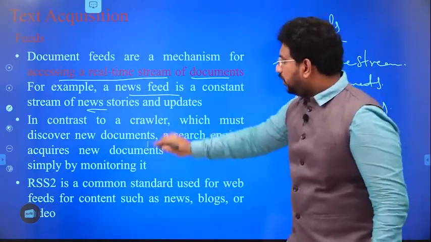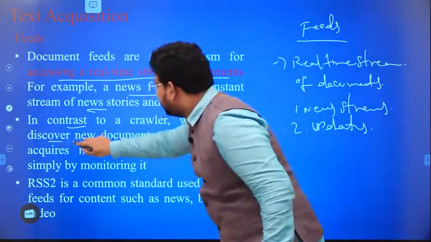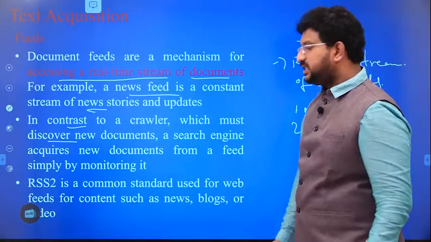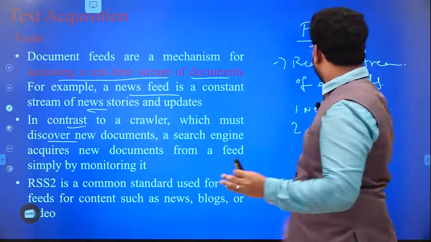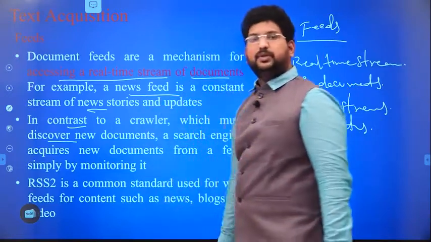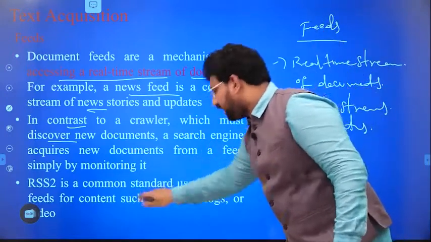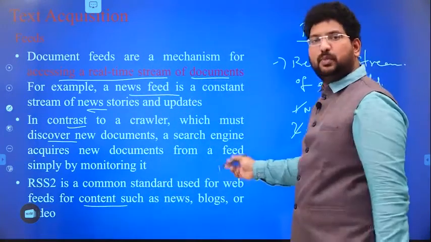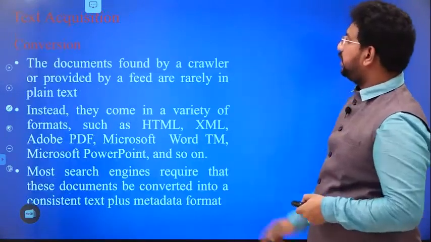In contrast, a crawler must discover new documents, whereas a search engine acquires new documents from the feed simply by monitoring it. So the feed is continuously monitored. Whatever news feeds and updates are available, accordingly it is going to identify them. RSS2 is the common standard used for web feeds for content such as news, blogs, or videos. So that is RSS2.